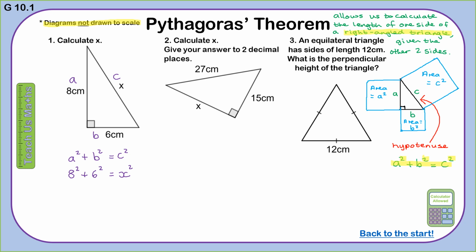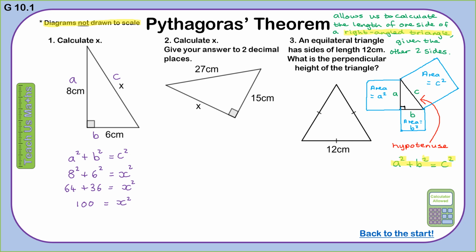So our job now is to solve to find the value for x. So let's calculate the bits that we can. 8 squared, 8 times 8, is 64. 6 squared, 6 times 6, is 36. We can't do anything with the x squared, so we leave it like that. Now let's add together the 64 and the 36. That gives us 100. So we now know that x squared is equal to 100.